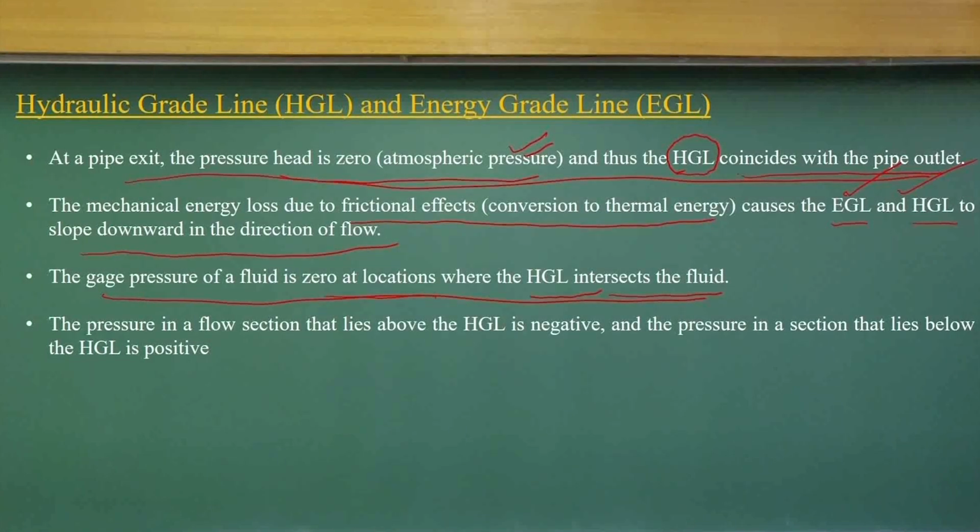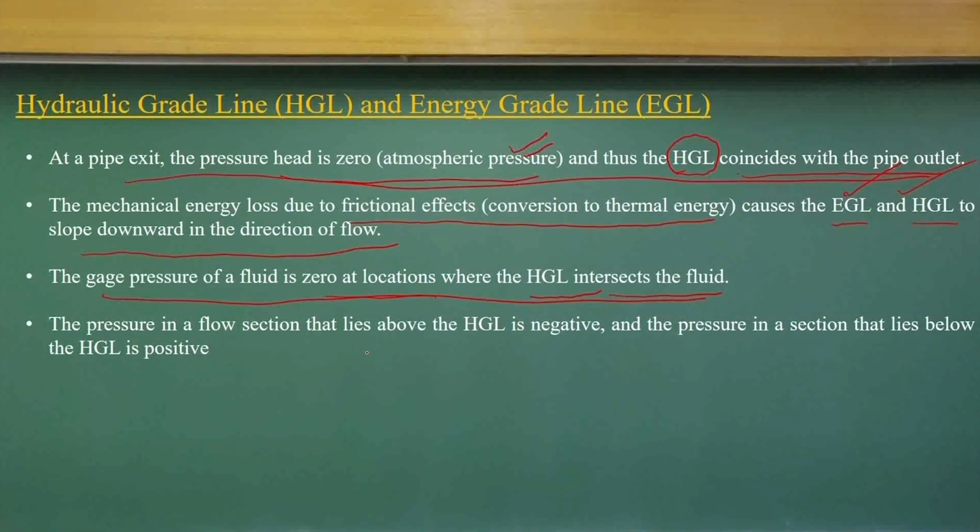Pressure in a flow section that lies above the hydraulic gradient line is negative, and pressure in a section that lies below the hydraulic gradient line is positive. That is the difference we get. So, whenever we solve pipe flow problems, we will show how the pressure changes from negative to positive with respect to the hydraulic gradient line.